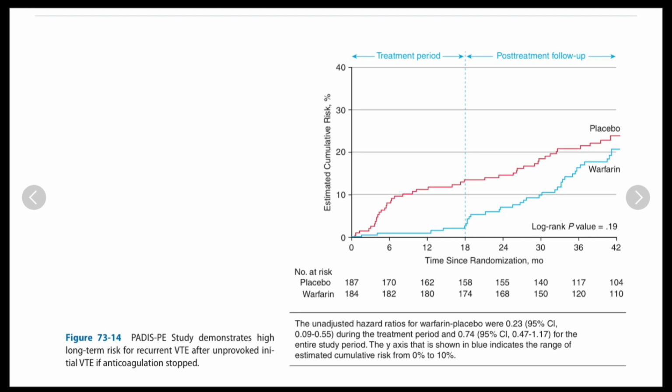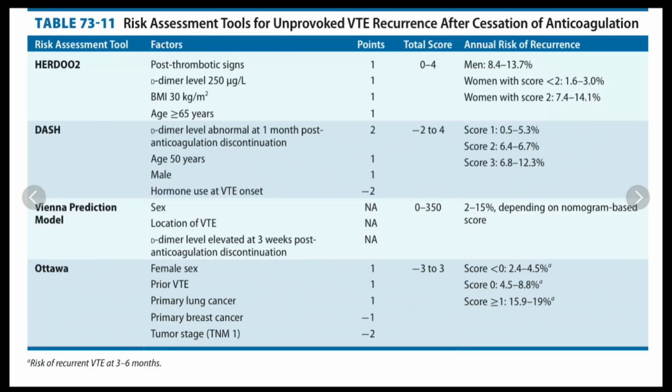This is the PADIS-PE study, which demonstrates the high long-term risk of recurrence of venous thromboembolism. This is the estimated cumulative risk. This diagram is the placebo diagram, patients on placebo. This is patients on warfarin. We can see the long-term risk is much lower in patients on warfarin compared with placebo. Very important. This is the risk assessment tool for unprovoked venous thromboembolism recurrence after cessation of anticoagulation.